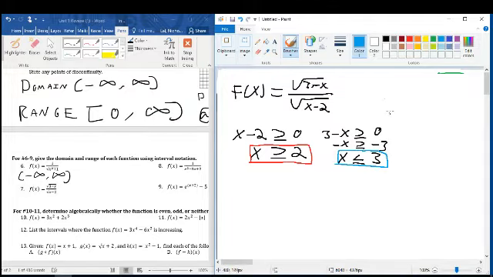And then lastly, we have the square root of x minus 2 can't be equal to 0. So the square root of x minus 2 cannot equal 0. Square each side. x minus 2 cannot equal 0, so x cannot equal 2.